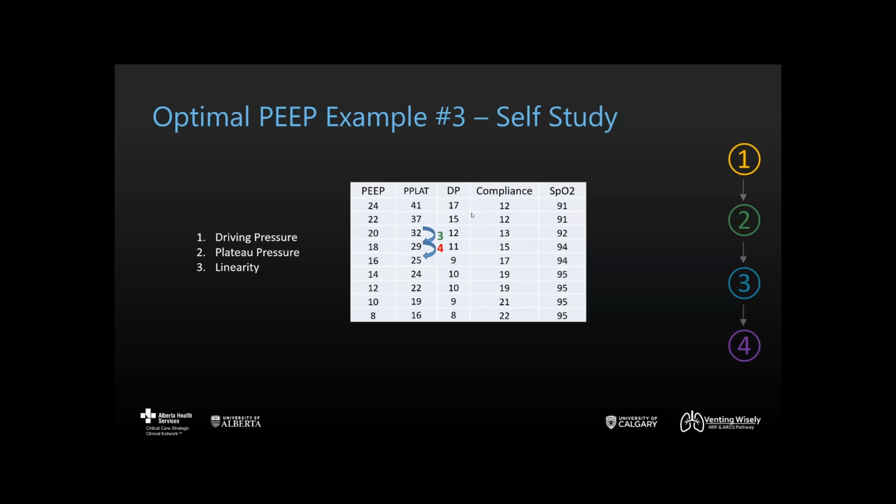PEEP of 16 to 14, our plateau delta is now 1. We have reestablished linearity. And PEEPs of 14 to 12, our plateau delta is 2. We have now confirmed linearity. And we can end our PEEP study at a PEEP of 12.